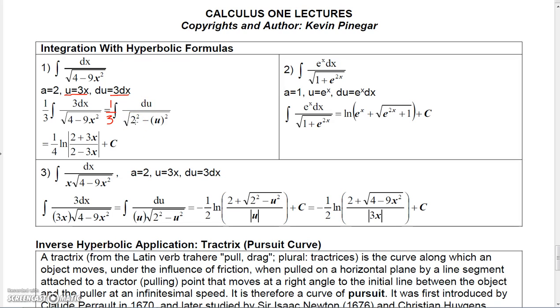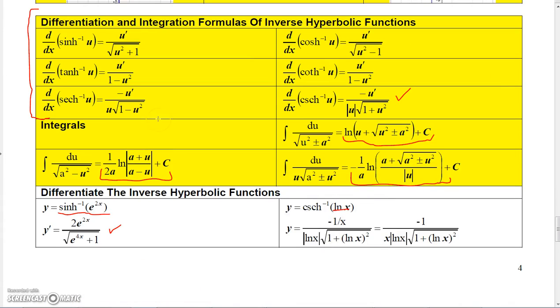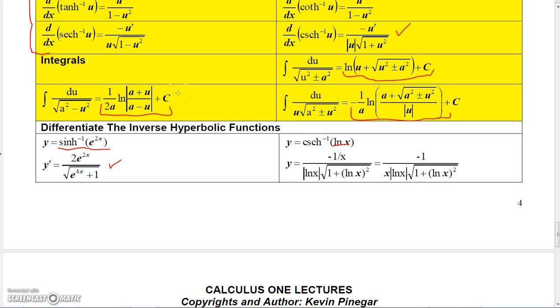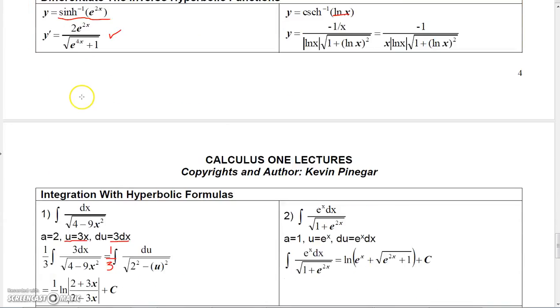Okay, well, what's the formula for du over the square root of a squared minus u squared? Let's see. Du over the square root of u squared minus a squared, or a squared minus u squared. Oh, here it is. Du over the square root of a squared minus u squared is 1 over 2a times the natural log of a plus u over a minus u plus c.